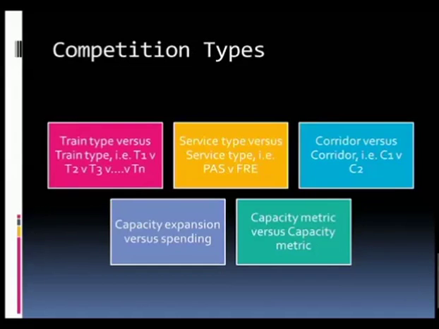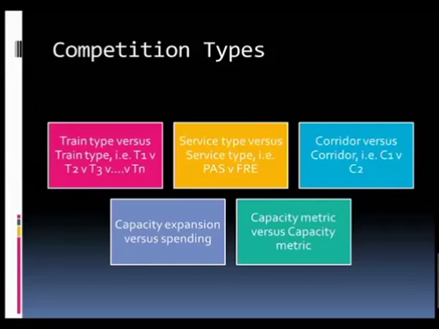So these are the different types of competition that I considered. We've got train type versus train type. So you might have an 80 kilometre an hour train competing with a 60 kilometre an hour train, or 120, or some other train type. Now each of those train types is either a passenger type or a freight type. So you can determine the capacity by balancing the competition between those two types. Do you have more passenger trains or more freight trains? How do you balance those two categories?